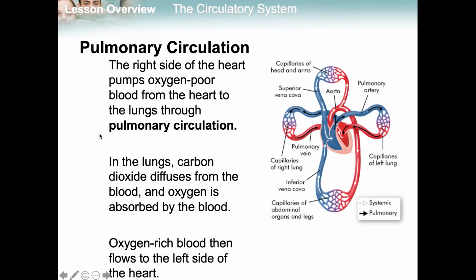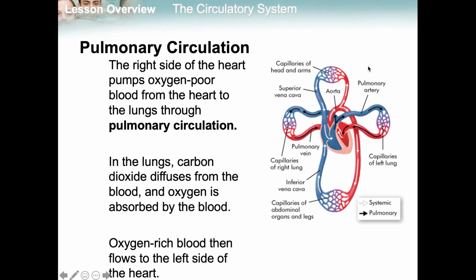If you're Hispanic, you know the word pulmones means lungs. So pulmonary has to do with the lungs. So it's pulmonary circulation. So in the lungs, carbon dioxide is going to diffuse from the blood, and oxygen is going to reabsorb into the blood, and then it's going to flow to the left side.